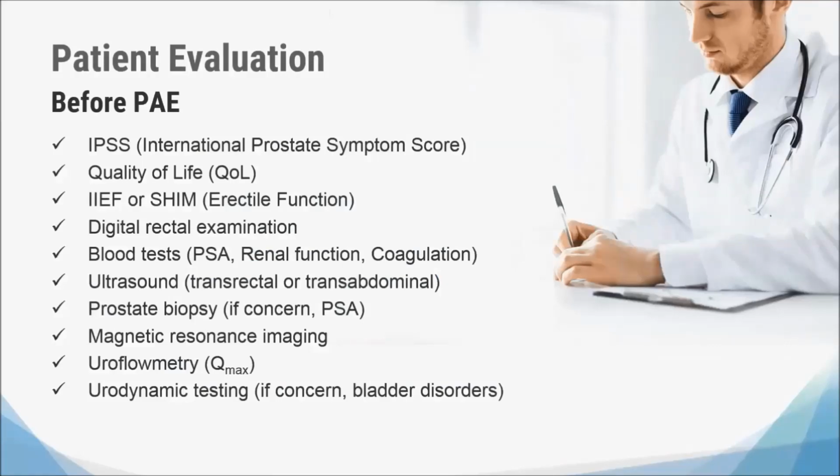So the protocol that you follow with your team and with urologists is based on the IPSS and quality of life score. You need to evaluate the erectile function index. Your urologist should perform digital rectal examination, blood tests, ultrasound, prostate biopsy if necessary, and you need again to discuss with urologists. Sometimes, and if you can, investigating these patients with MRI is also important, and use uroflowmetry to observe and understand the urinary flow, and sometimes you need to investigate the bladder function using urodynamic testing.